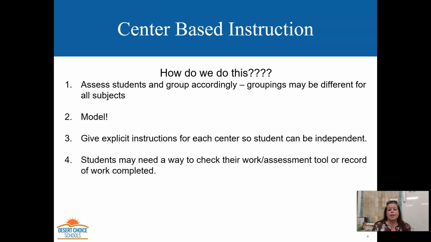Students may need a way to check their work, an assessment tool, or record of completion. There are lots of ideas online for centers. I mean, especially, I've been doing this 25 years. When I first started doing this, there wasn't, but now, I mean, teachers have paid sites on there. They have free sites on there. They have centers already made for you. You can just print them off. It's phenomenal, okay? Any type of area, reading, writing, math specifically, but they also have social studies and science centers. So there is so much out there. You can actually get overwhelmed with how much is out there, okay? So use your resources.